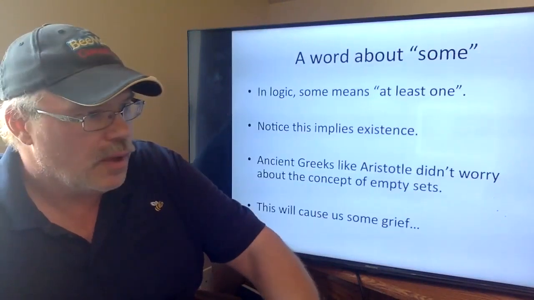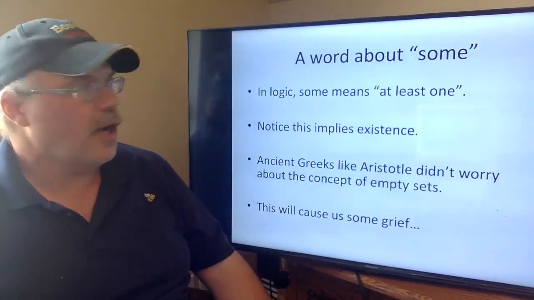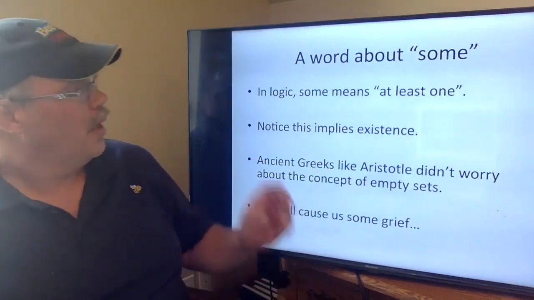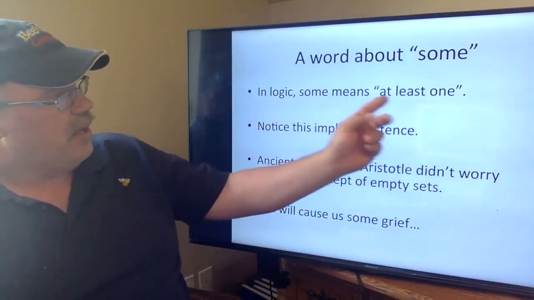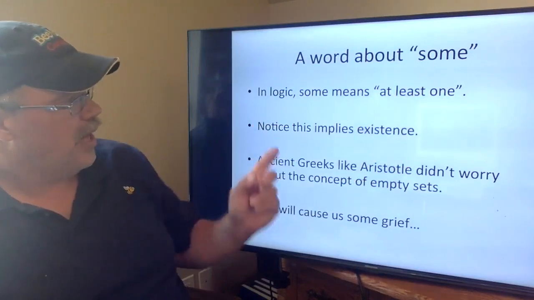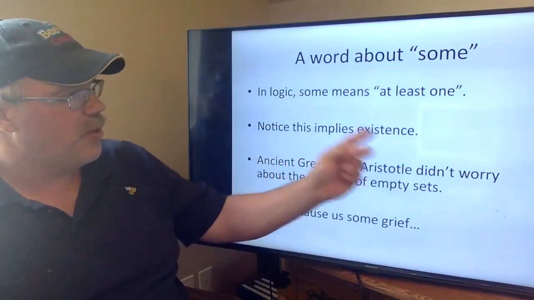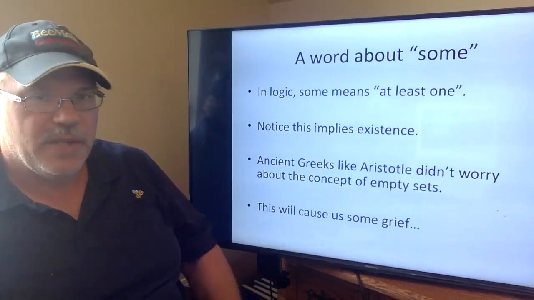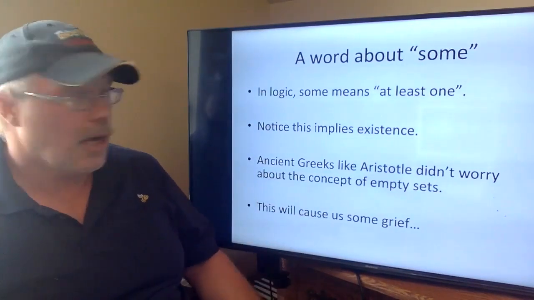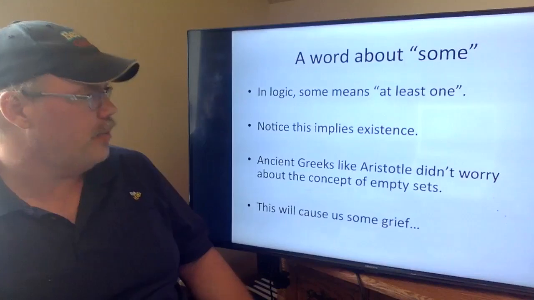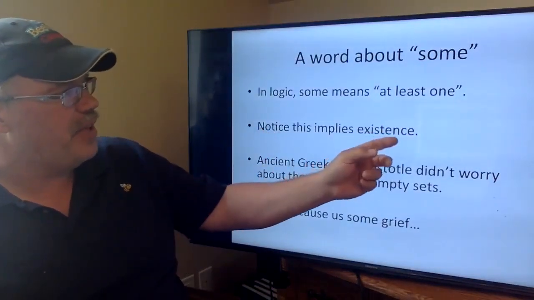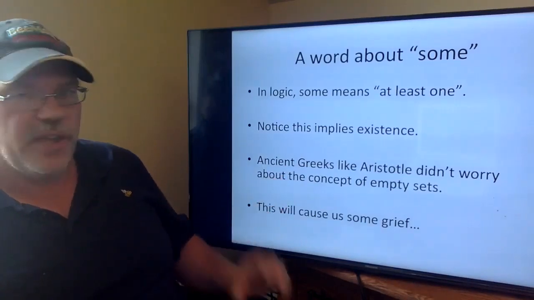So, I just want to speak about this word some a little bit more. So, we mean at least one. And this implies, when I say at least one student is going to pass the course, that means that there is at least one student. Otherwise, it would seem crazy to say that. So, there is some implication here about the existence of things.